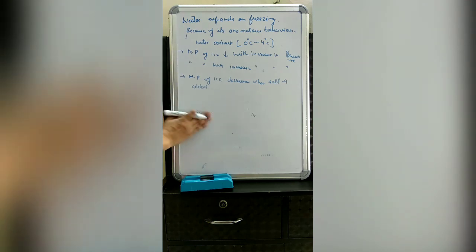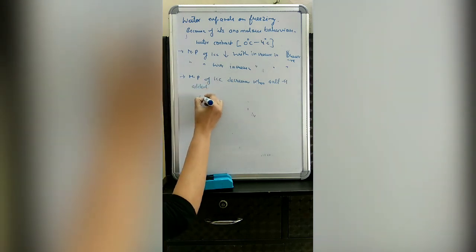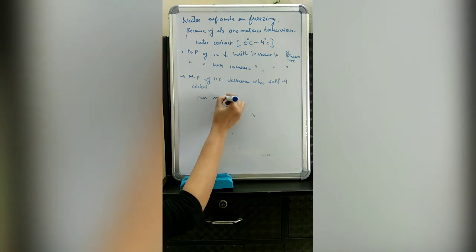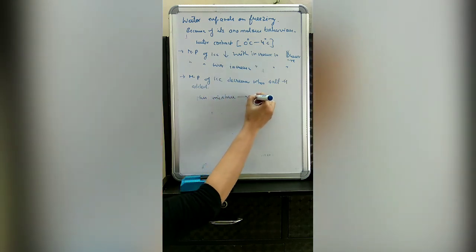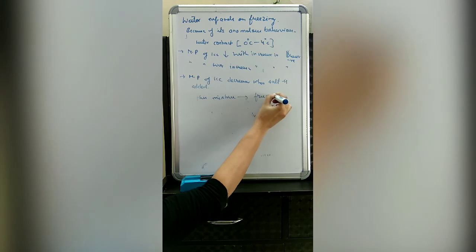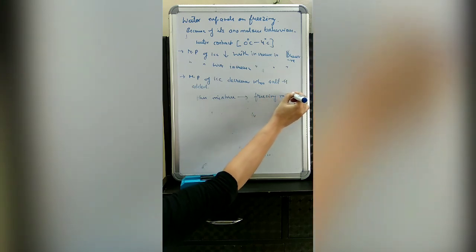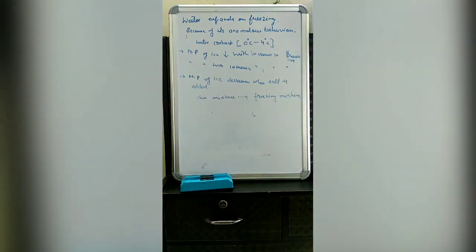So this mixture is called a freezing mixture. And the mixture is going to be used in preparation of ice creams and kulfis.